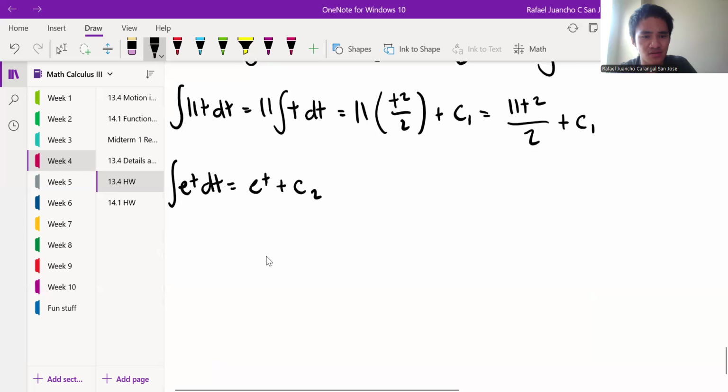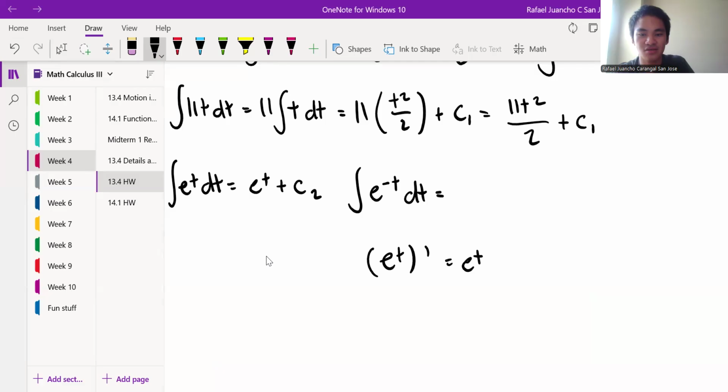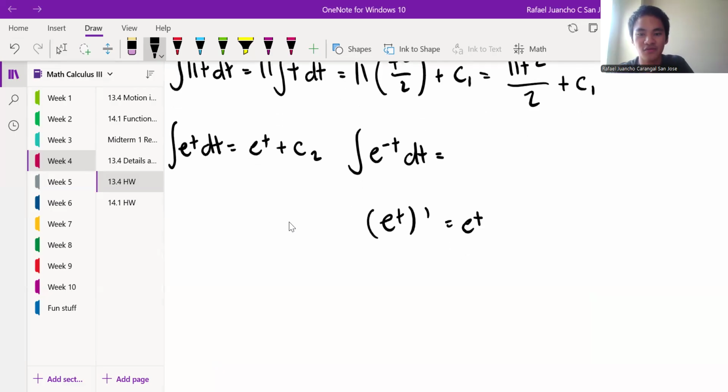And lastly, I'll put it here actually. This was, I believe, e to the negative t dt. So what would this be? Here I could guess. I could say e to the t, but I know if I take the derivative of e to the t, so here really is just guessing. Now maybe I can take the derivative of this. So I get e to the negative t times chain rule of this. And so I actually get negative.